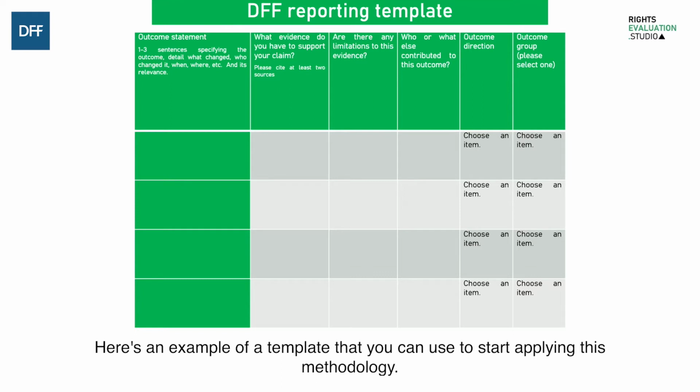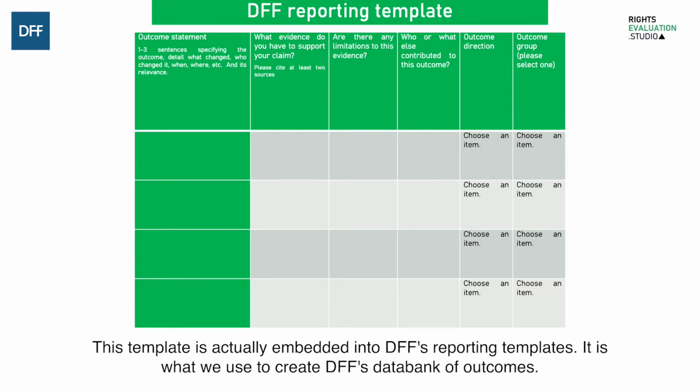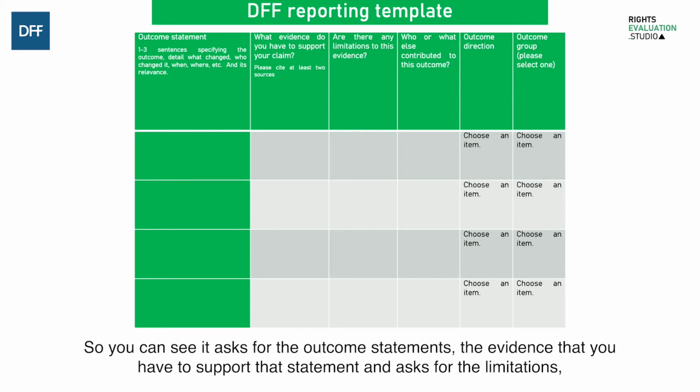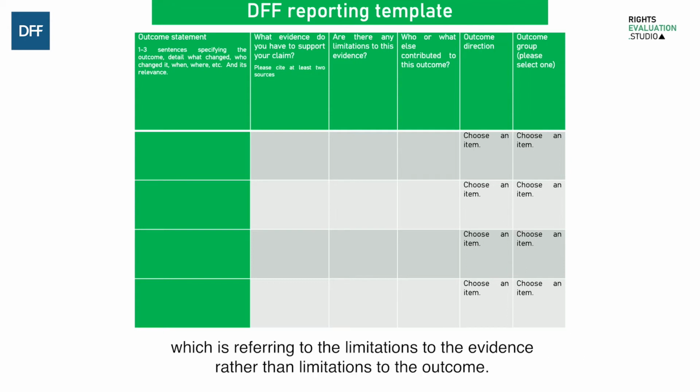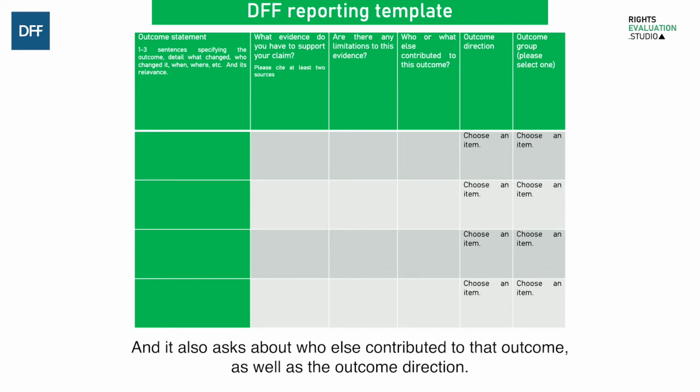Here's an example of a template that you can use to start applying this methodology. This template is actually embedded into DFF's reporting templates and is what we use to create DFF's data bank of outcomes. So you can see it asks for the outcome statements, the evidence that you have to support that statement, and then asks for the limitations, which is referring to the limitations to the evidence rather than limitations to the outcome. It also asks about who else contributed to that outcome, as well as the outcome direction.